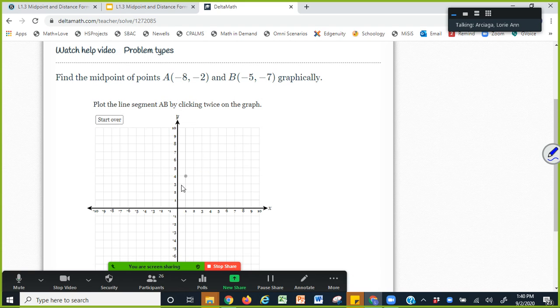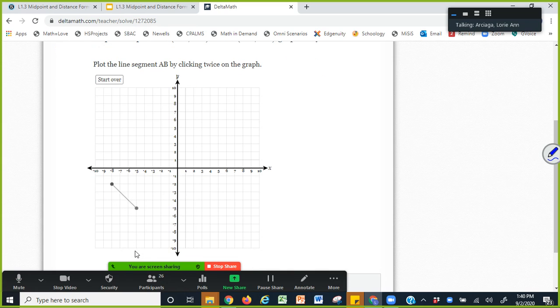So the first point is -8, and then 2 down, and then we go to -5, and then -7 down. In your warm up, you're actually looking for a slope. So what we're going to do here is draw a rectangle such that this segment is the diagonal of that rectangle. We're going to start from either vertex and go to the other.